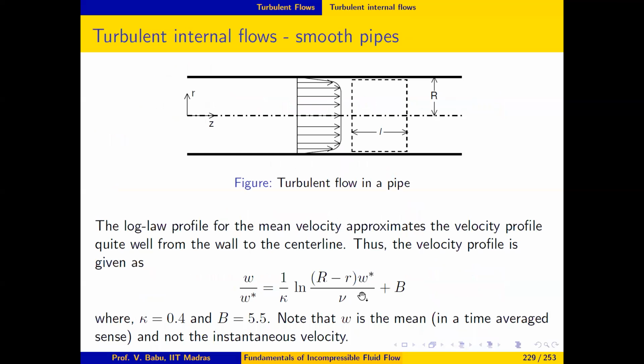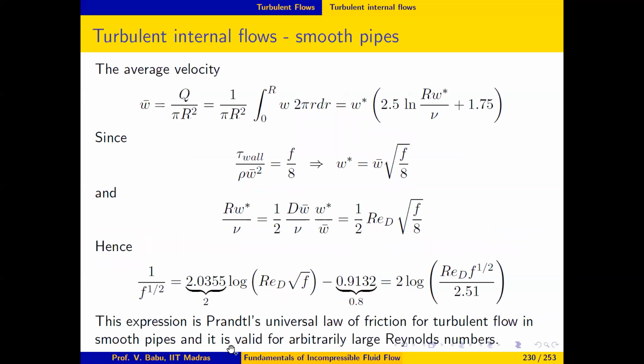Because we have used this profile to start with, and this profile we have shown to be valid against experiments for Reynolds numbers up to 3 million or so, we can essentially state that Prandtl's universal law of friction is valid for arbitrarily large Reynolds numbers. So there is no Reynolds number range of application or validity for this particular expression. That's why it's called the universal law of friction for turbulent flow in smooth pipes.